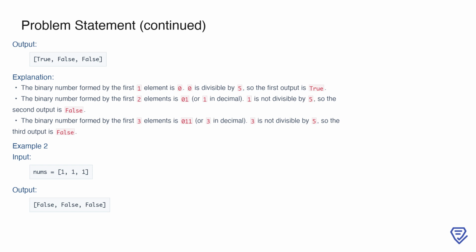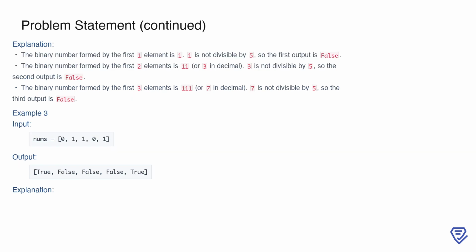Now consider another example with a different input. In the second example, the input array is nums equals 1, 1, 1. The output is false, false, false. Let's break it down. The binary number formed by the first element is 1, which is not divisible by 5, so the first output is false. The binary number from the first two elements is 11, or 3 in decimal, which is not divisible by 5, so the second output is also false. Finally, the binary number formed by the first three elements is 111, or 7 in decimal, and again, it is not divisible by 5, so the third output is false. Each prefix is evaluated in the same way.